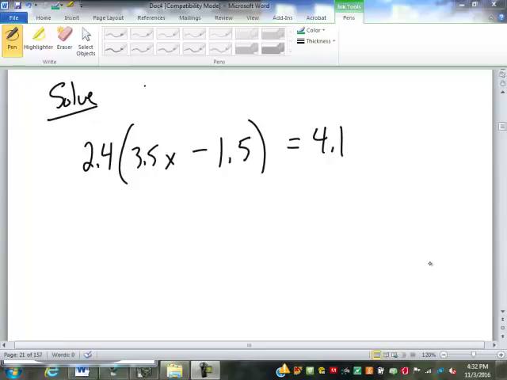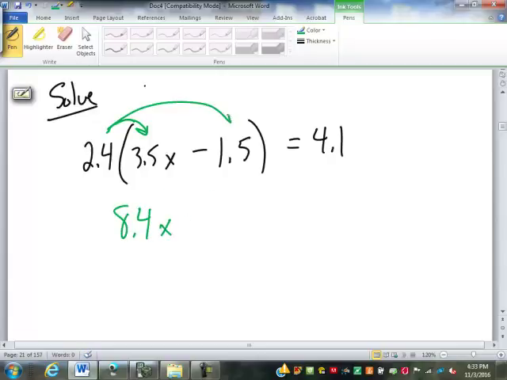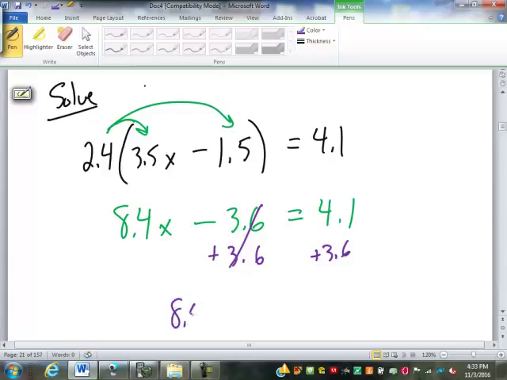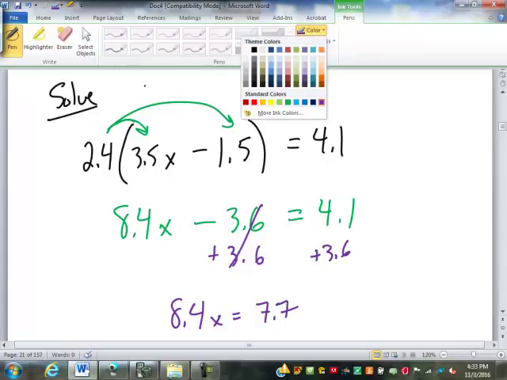Okay, so on this one we have to start with distributing 2.4 times the 3.5x, which is going to give us 8.4x. 2.4 times a negative 1.5, negative 3.6, and of course that equals 4.1. Now what? We'll add 3.6 to both sides. So 8.4x equals 7.7.